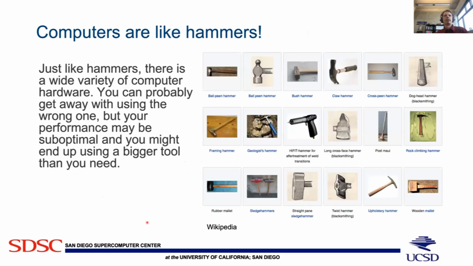And yeah, so this is a funny slide about how computers are like hammers. There's a wide variety of computer hardware, right? And you can probably get away with using the wrong one, but your performance may be suboptimal and you might end up using a bigger tool than you need. Or put differently, you might have code that actually doesn't run very well on the hardware that you want to use, and then you're wondering why is that the case?